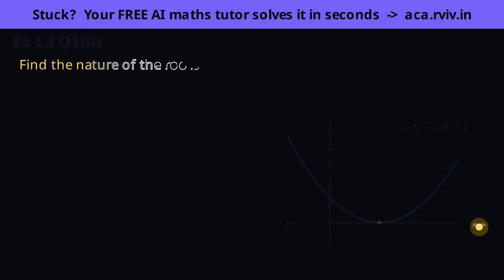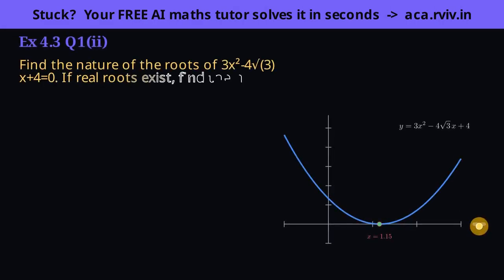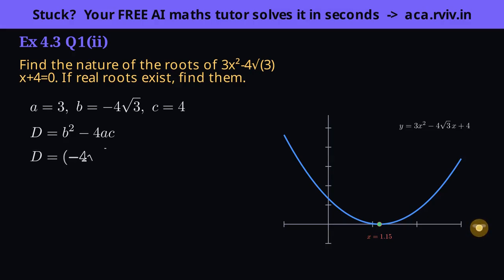A zero discriminant means one repeated root. Same discriminant first approach, now with a surd in b. Read off: a is 3, b is minus 4 root 3, and c is 4. The surd only sits in b, the method is unchanged. Write the formula D equals b squared minus 4ac. Substitute, and wrap the whole b in a bracket: minus 4 root 3, all squared.